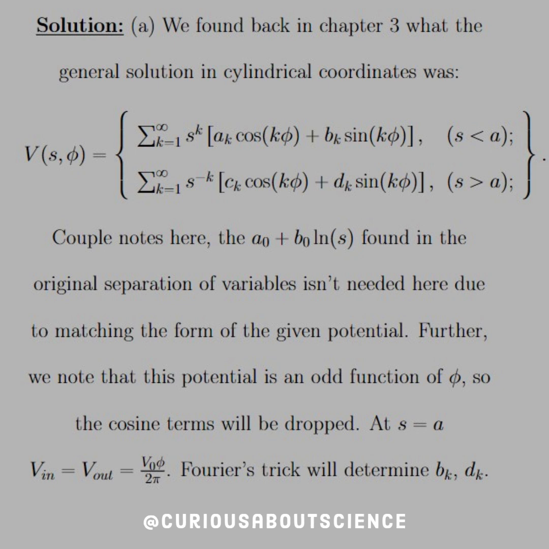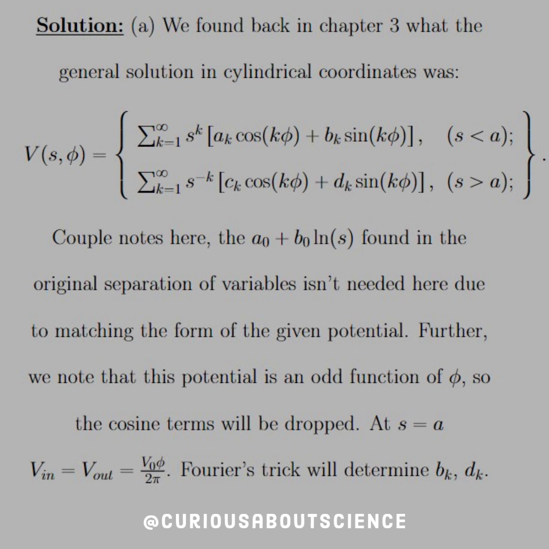Since for part A we want to find the solution via separation of variables, what we need to do is look back to chapter 3, when we found the general solution in cylindrical coordinates. What we found is that inside the cylinder, we had the sum of s to the k power, some radius to the k power, times a_k cosine k phi plus b_k sine k phi. Then if we're outside, we need to tend to 0 as we get infinitely large, hence s to the negative k. That's the only modification, but again, we have different coefficients for both.